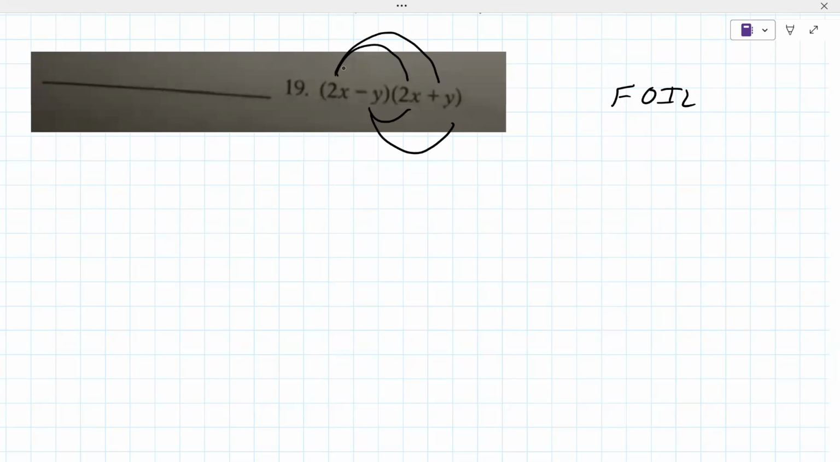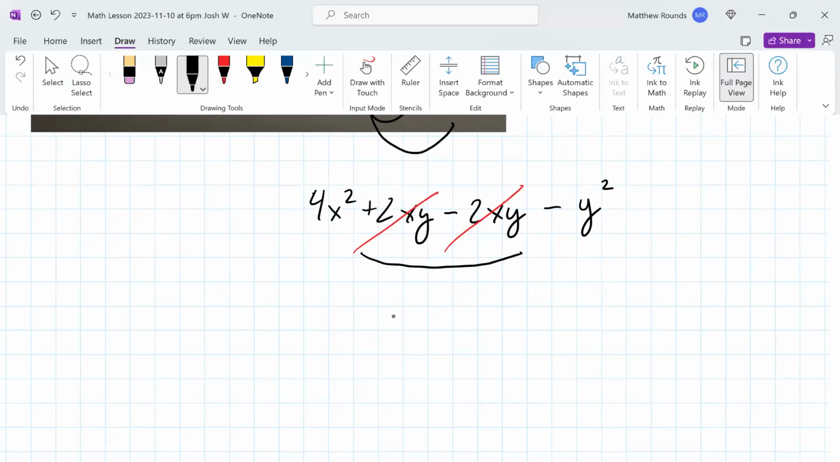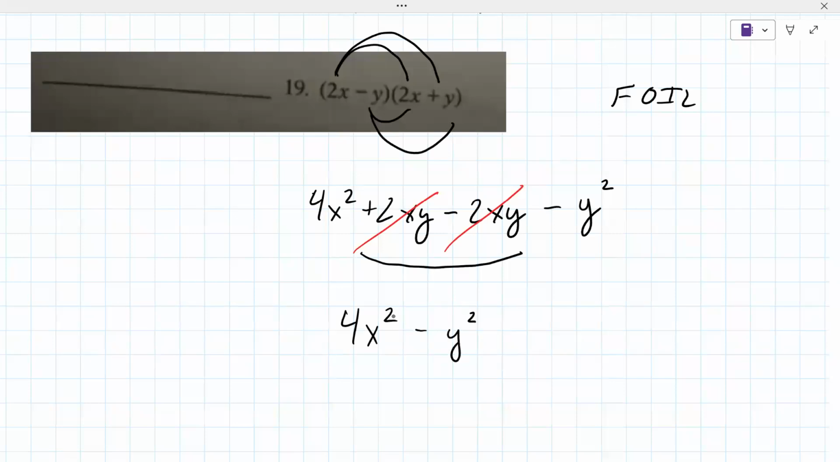So I have 4x squared plus 2xy minus 2xy minus y squared. Good, that is correct. Now this time, the outer and the inner, they cancel. That's your final answer.